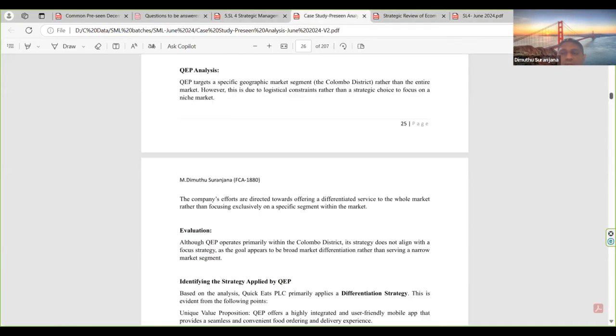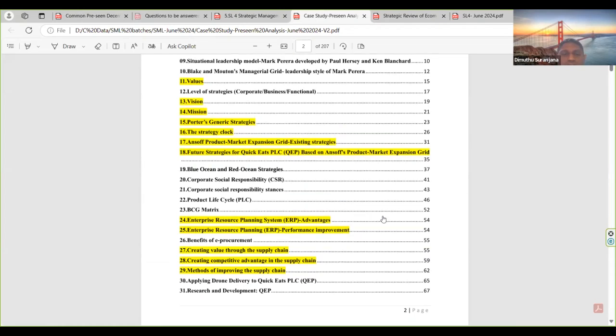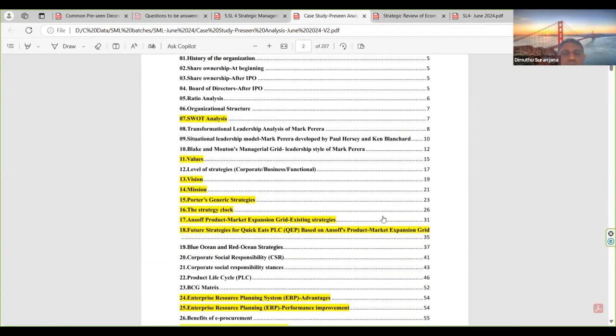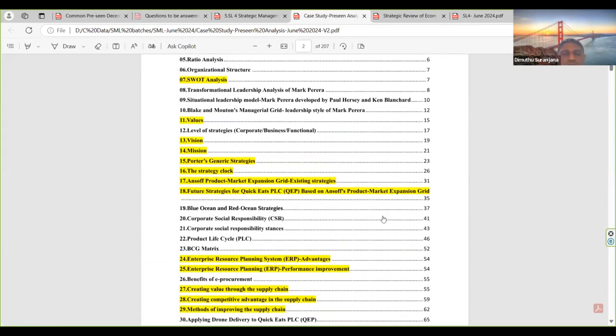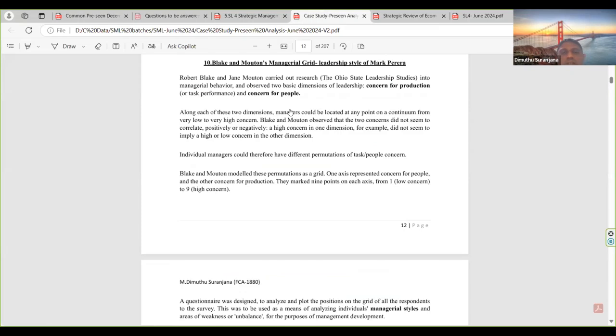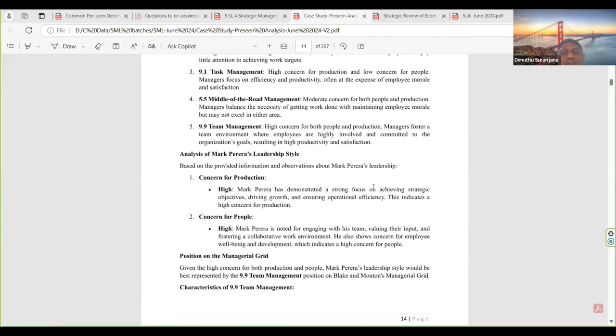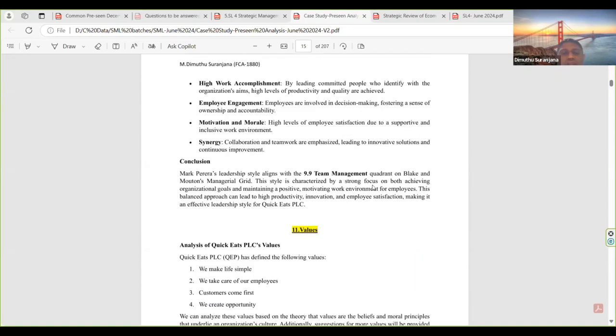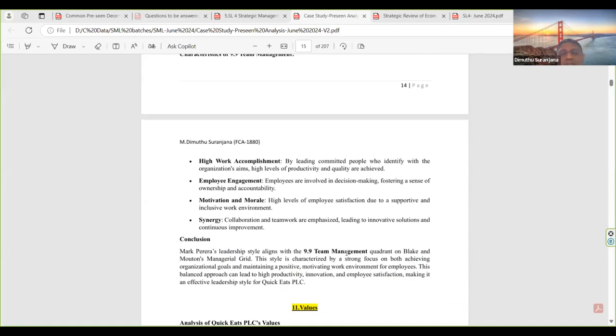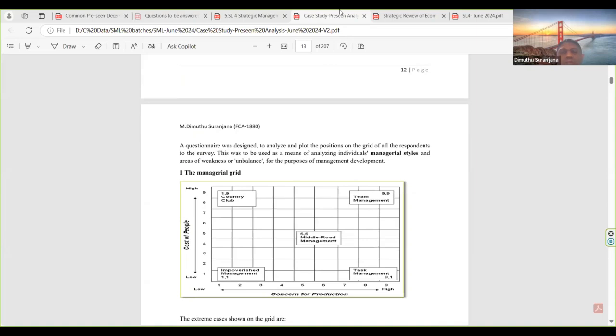See this one is the Blake and Mouton Managerial Grid. We'll see whether I have done that one. Blake and Mouton. See this one: Blake and Mouton Managerial Grid, leadership style of Mark Webber. See, it's not something magic. What you can do is, I say this Mark Webber leadership style is aligned with the 9,9 team management. So the very simple approach I'm suggesting is this.